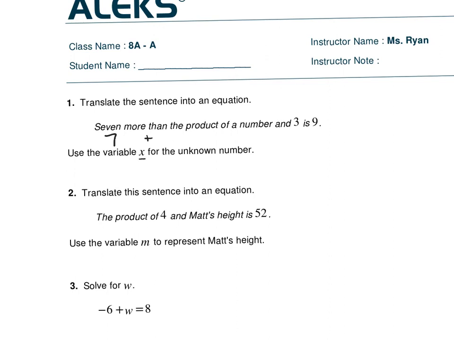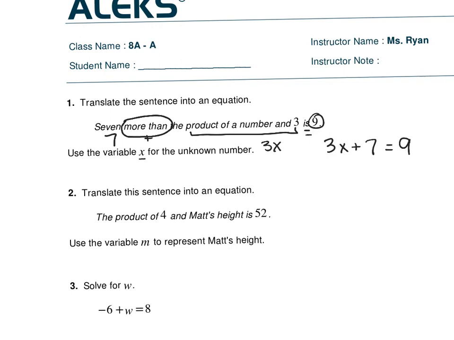So then I know the product of a number and 3 is 3x. But more than is one of my turnaround words, so I'm going to take 3x plus 7, and then anytime I see is, I think equal sign, 9.